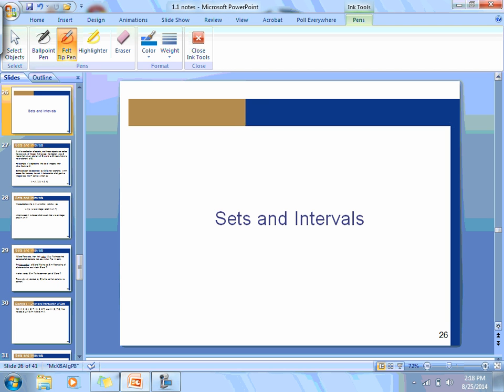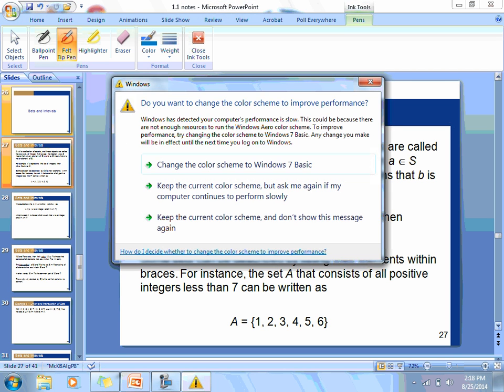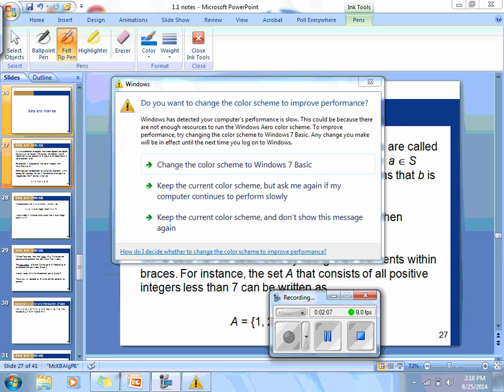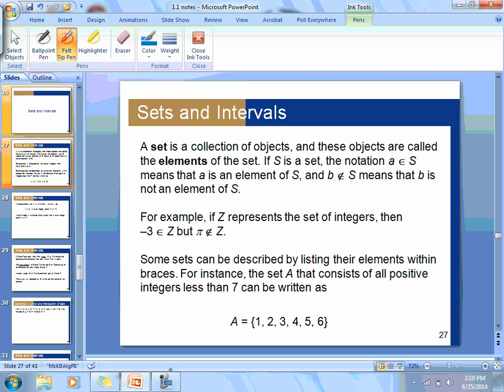Now this set and interval notation is new stuff. I know you've talked about sets, and you might have done set notation, but you haven't seen elements yet. You haven't heard it talked about in this way. A set is a collection of objects, or in our case, numbers. And a set has certain elements.